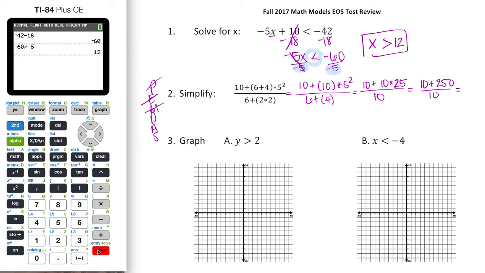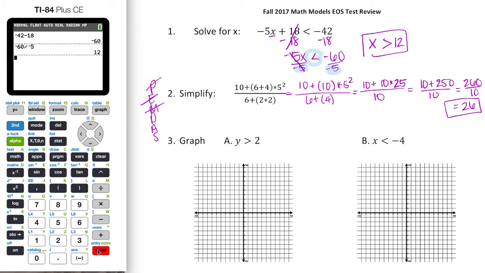So multiplication. Then we have to finish what is on top. So 10 plus 250 is 260 divided by 10. 260 divided by 10 is going to be 26. Our final answer is 26.